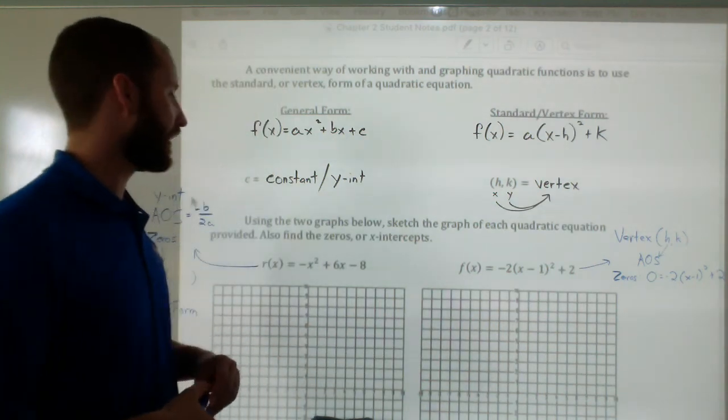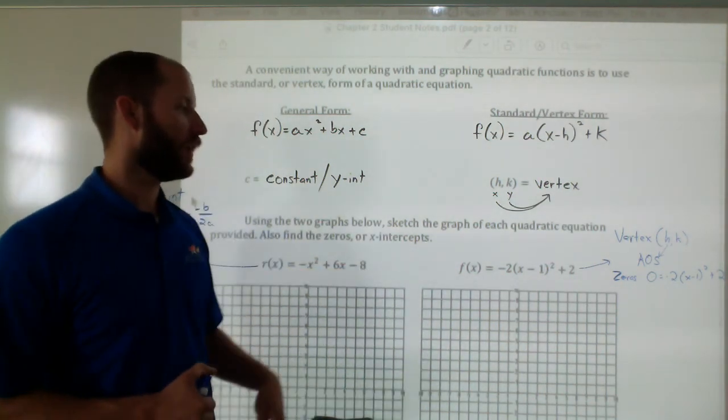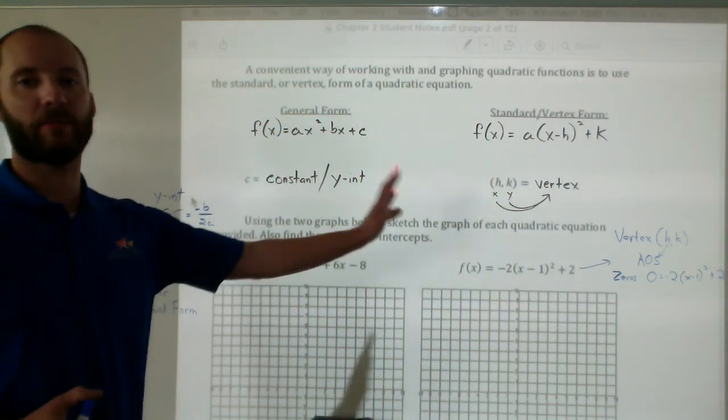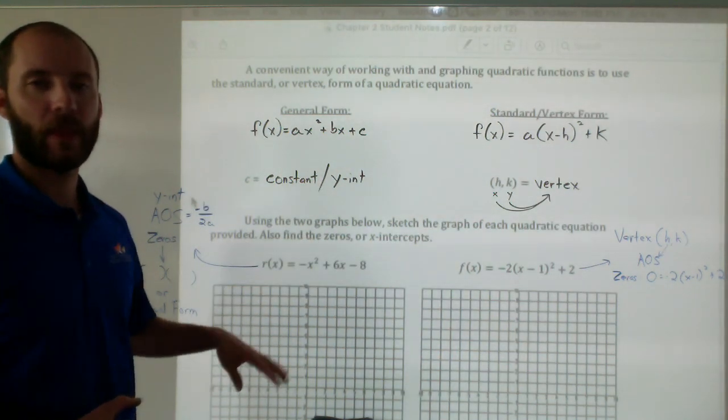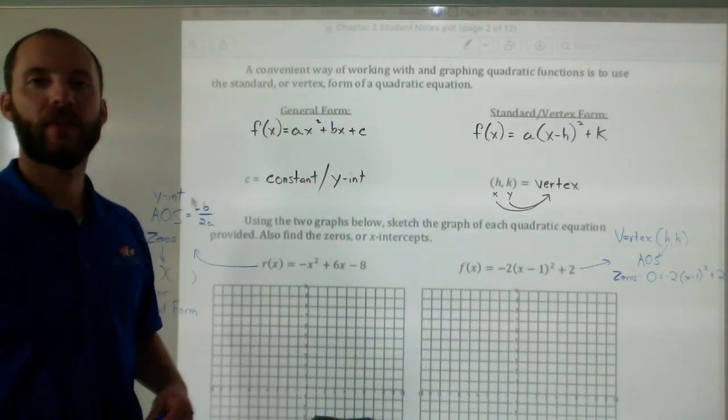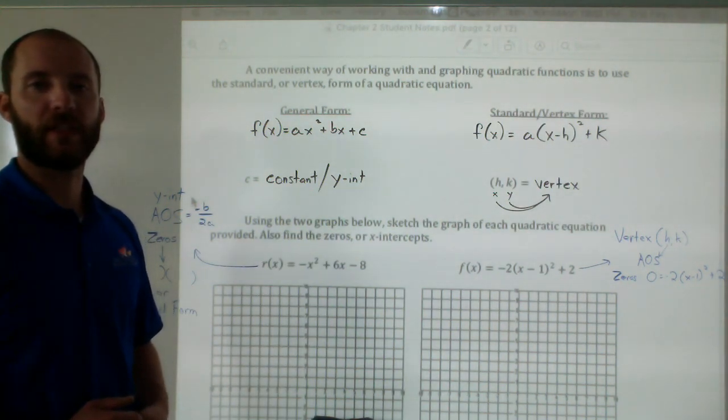So depending on the form they give you, you can create a graph of both of these, but you might start the problem in slightly different ways. So you can get graphs of these, identify the zeros, x-intercepts, and then check the answers to my completed notes online.